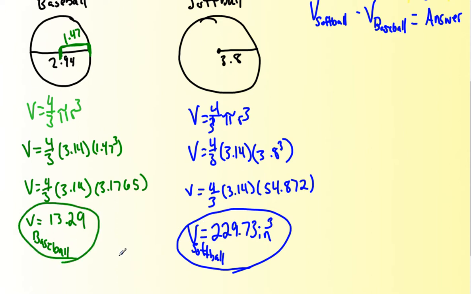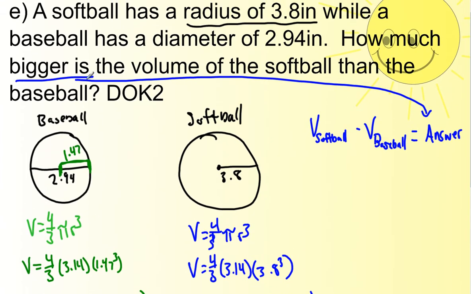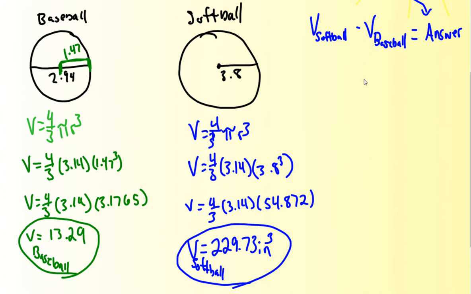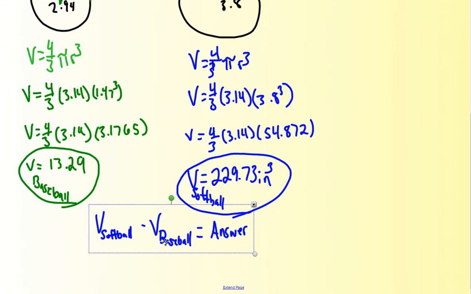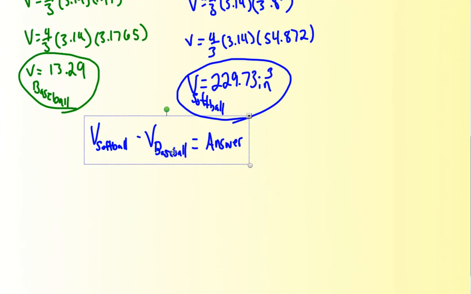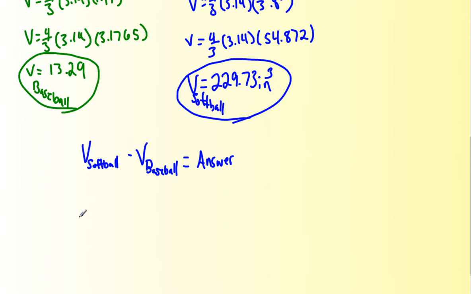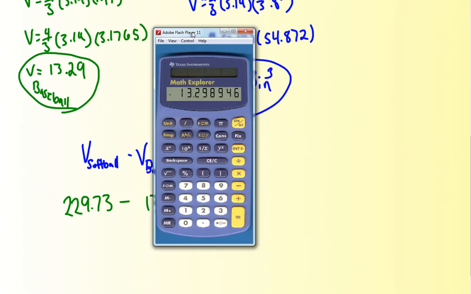So we found the volume of the baseball, the volume of the softball. In order to find the answer, the question was, how much bigger is the volume of the softball? We're going to plug our numbers into our little verbal model up here, which I'll just bring down here for us. If we plug these numbers in, we have our answer. So 229.73 minus, so softball minus baseball, 13.29 equals answer. That's easy.